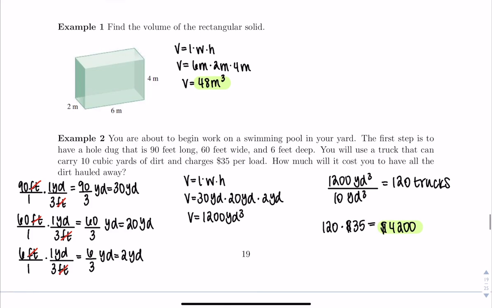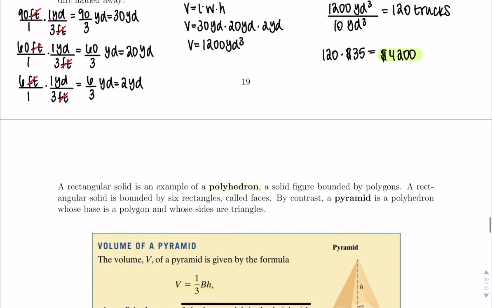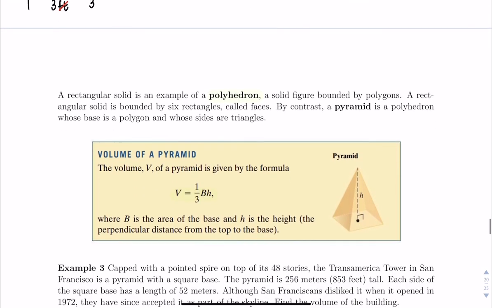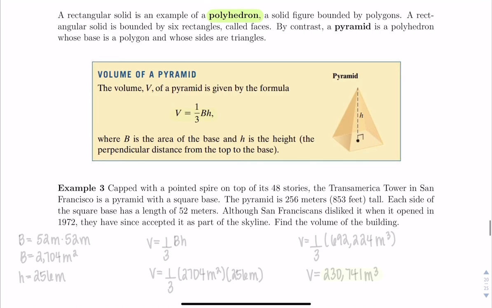A rectangular solid is an example of a polyhedron, which is a solid figure bounded by polygons. A rectangular solid is bounded by 6 rectangles called faces. By contrast, a pyramid is a polyhedron whose base is a polygon and whose sides are triangles. So the volume of a pyramid is given by 1/3 capital B times H, where B is the area of the base. H is the height.